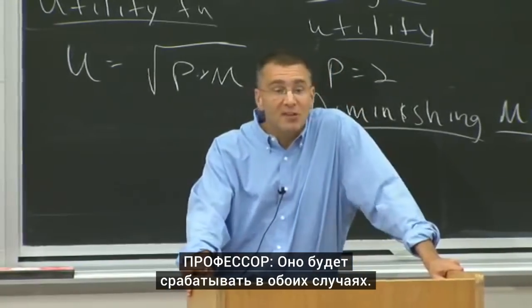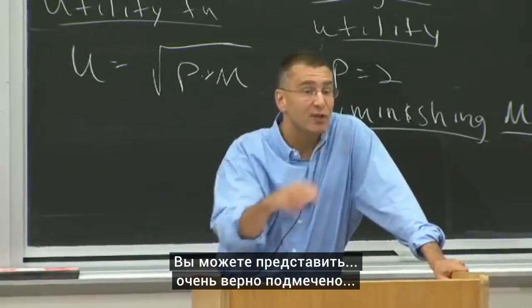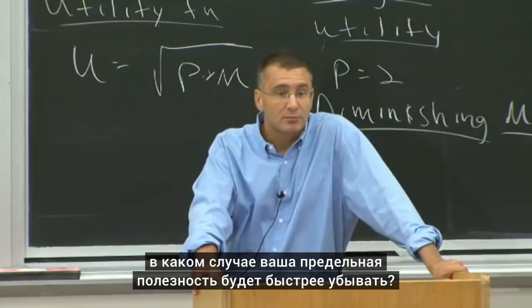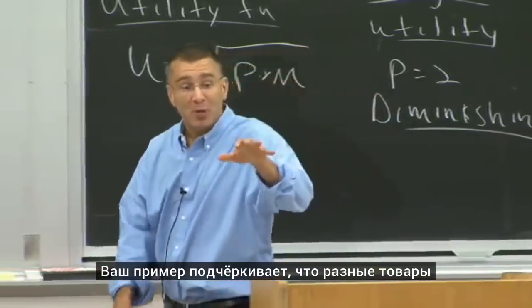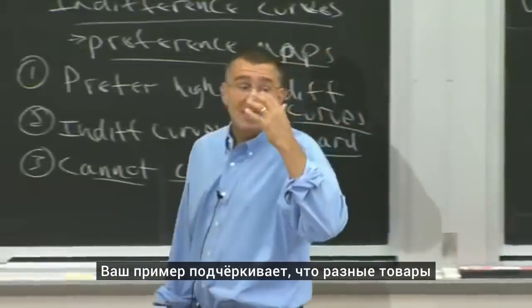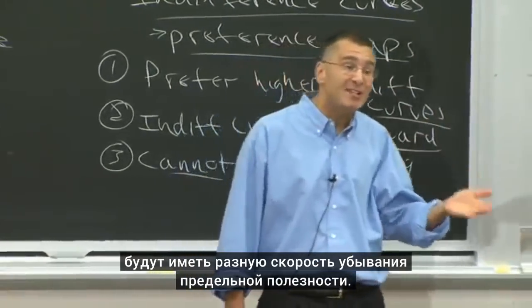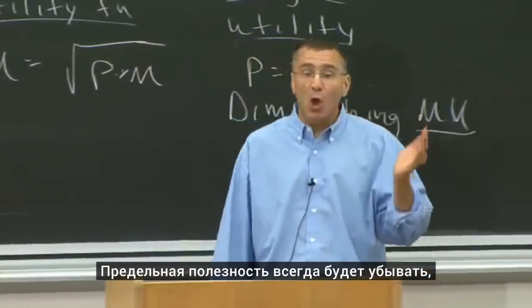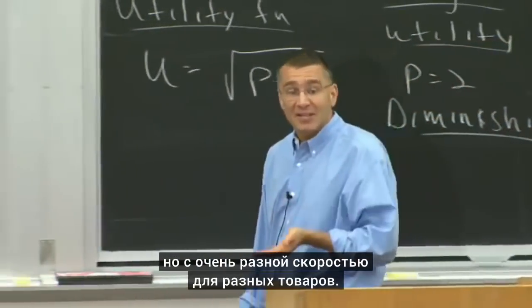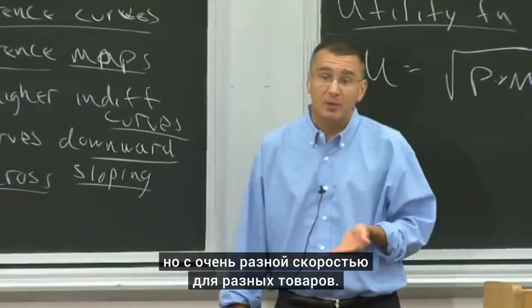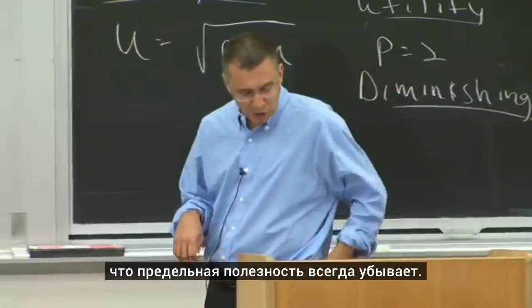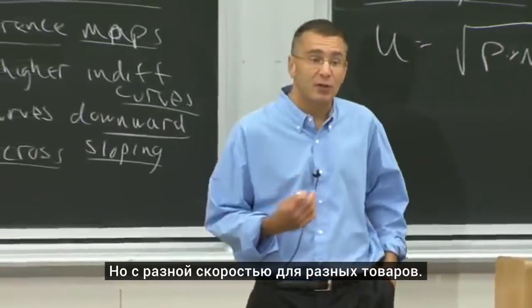It would work in both cases. Clearly, you can imagine, actually, it's a very good point. Where do you think your marginal utility would diminish more? Seeing the same movie. So what your example points out is that different goods will have different rates of diminishing marginal utility. Okay? So marginal utility will always be diminishing, but at very different rates for different goods. So the general principle is that there'll be generally diminishing marginal utility, but at different rates for different goods.